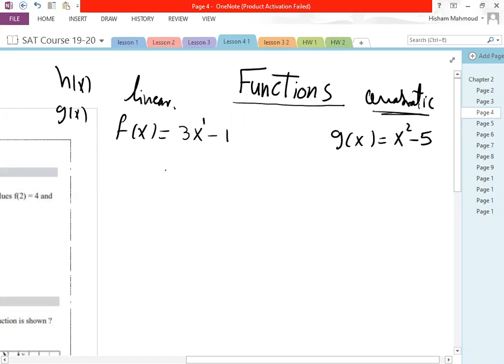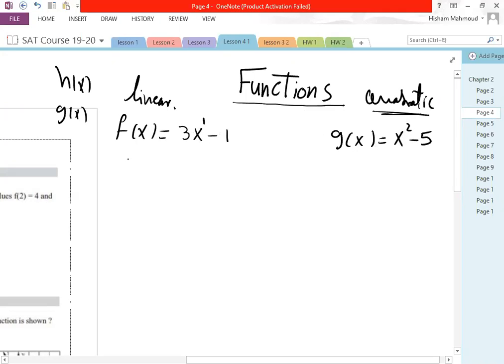Function on x. f of x equal 3x minus 1 is a function of first degree. Why? Because x to the power of 1. But g of x is equal x squared minus 5. This is a quadratic function. Why? Because x to the power of 2. The same as linear equations and second degree equations.